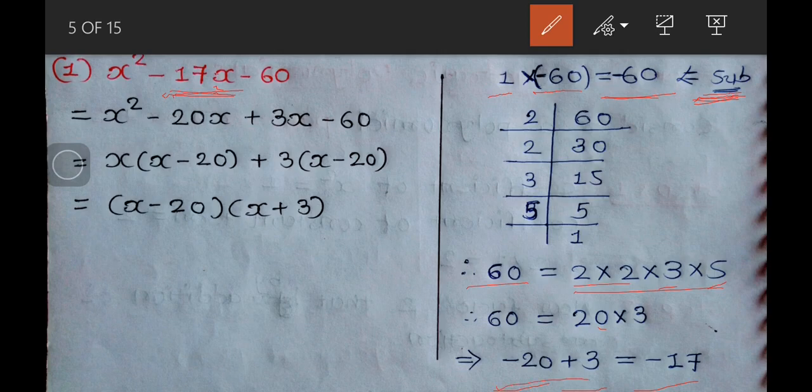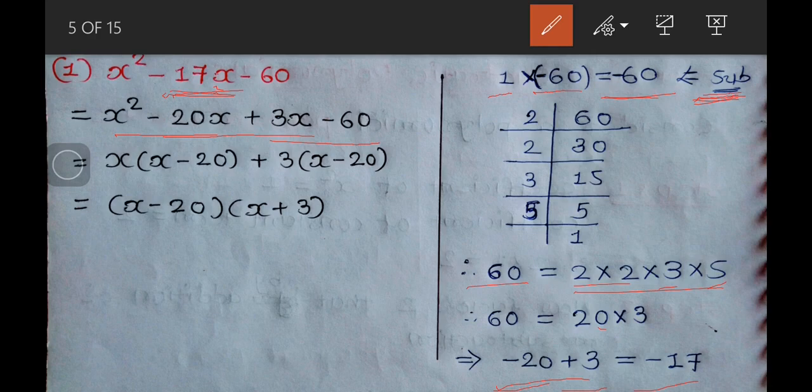So now let's go for our example. Now we split the middle term of the polynomial as minus 20x plus 3x. So now again we split it in two terms. So here the first group is x square minus 20x and the other group is 3x minus 60.